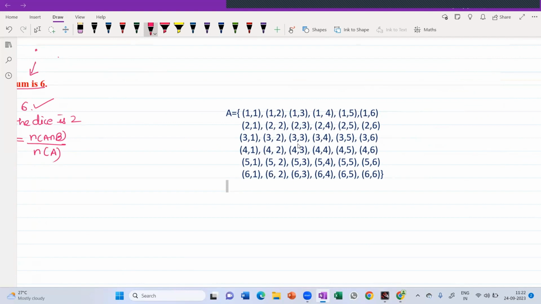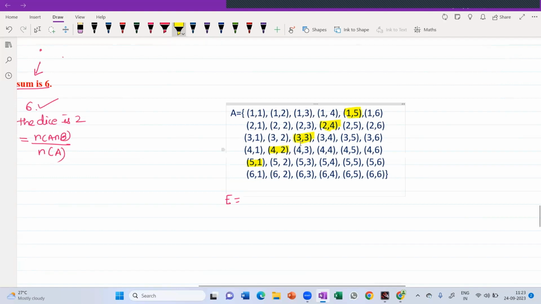1,1; 1,2; 1,3; 1,4, and so on till 6. Since I have defined my event E as the sum is 6, in which all cases will you get a sum of 6? So 1,5, the sum is 6. 2,4, sum is 6. 3,3, sum is 6. Then 4,2 and 5,1. So 1, 2, 3, 4, 5: in 5 cases, you will get a sum of 6 when you roll a pair of dice.